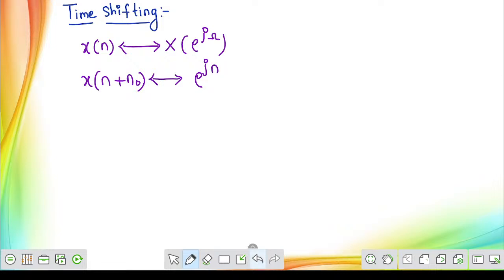I will write n first. N will be replaced by n naught. Since it is plus here, then here also it will be plus only. The sign will not change. We know whenever we are doing time shifting, the sign will not change. But in frequency shifting, the sign will change. Into what is the corresponding value? E power j times of omega. That's it, sir.